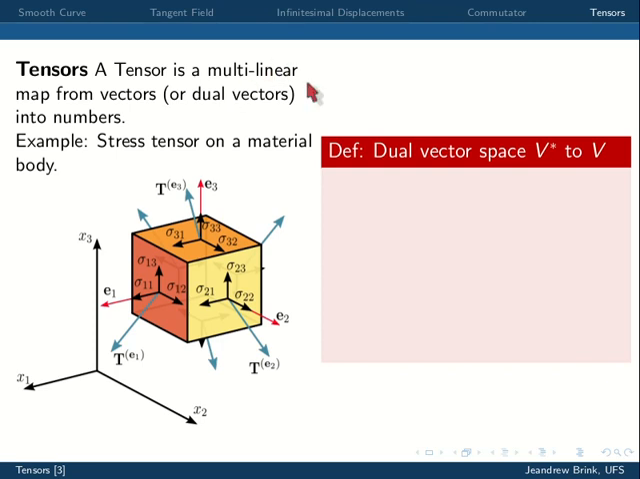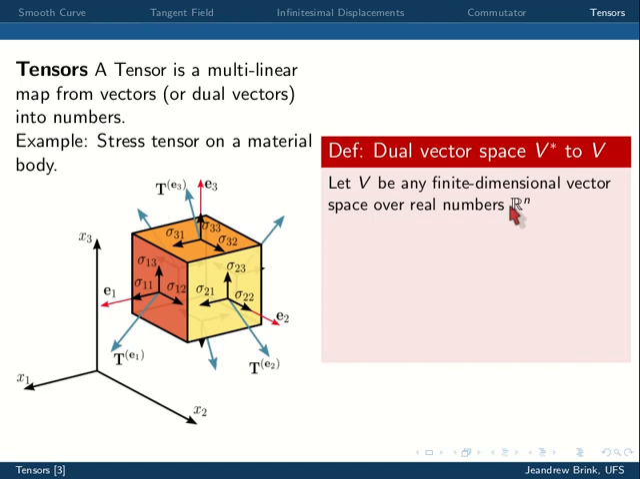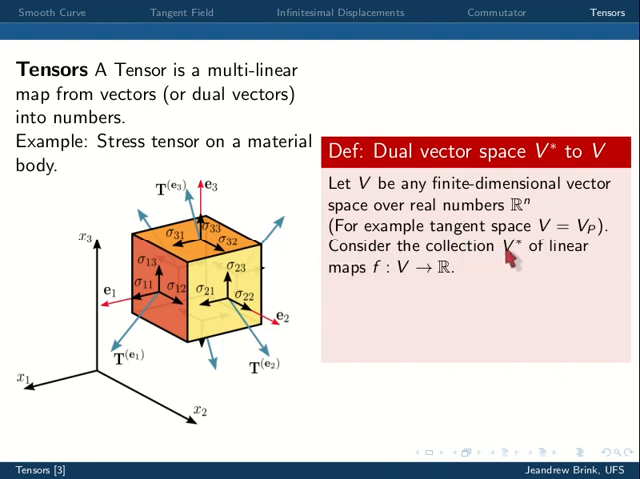Okay, now a dual vector space is not a vector space, but it is very closely related to your vector space. So what a dual vector space is: if you have a vector space over real numbers, so this is just an ordinary vector space, for example a tangent space that we have in all our manifolds so far, then there's a collection that we call V star. Okay, and these are linear maps from the vector space to R.